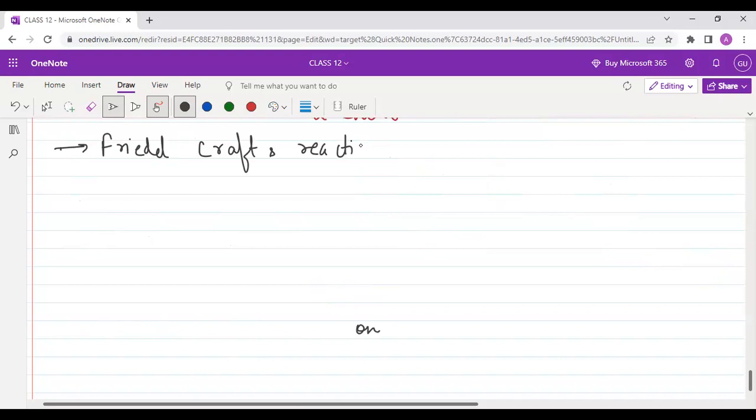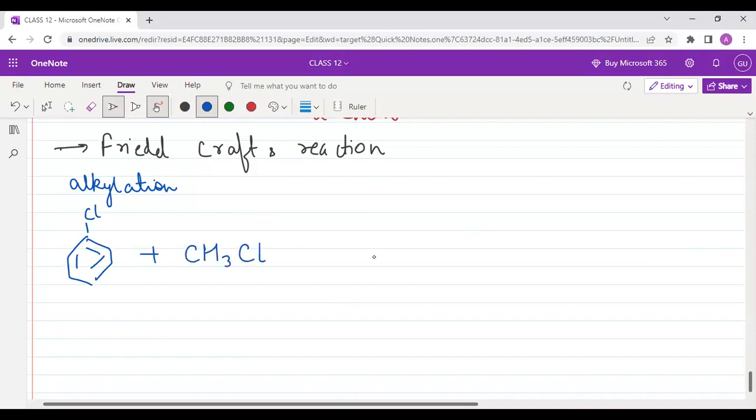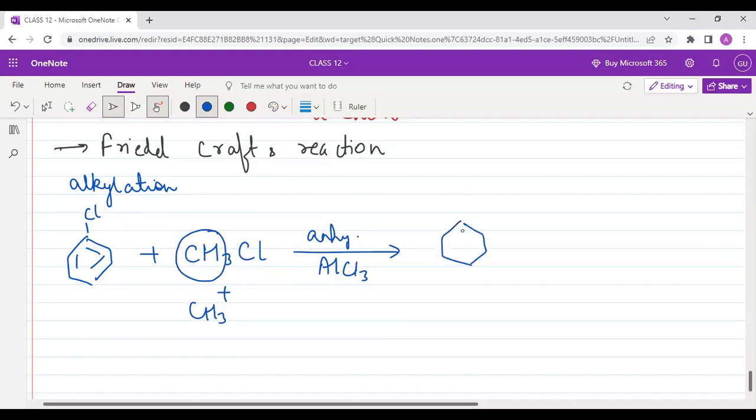Alkylation, acylation. Yes, I remember. So first we'll study alkylation. In alkylation, alkyl group is introduced to the benzene ring. So we'll have halobenzene, Cl on the benzene ring, and we'll react it with alkyl halide. So suppose we have taken CH3Cl, and you are reacting it with anhydrous AlCl3. So now here the electrophile generated will be CH3 plus, whatever is the alkyl group present. So this alkyl group will get introduced into the benzene ring at ortho and para position.